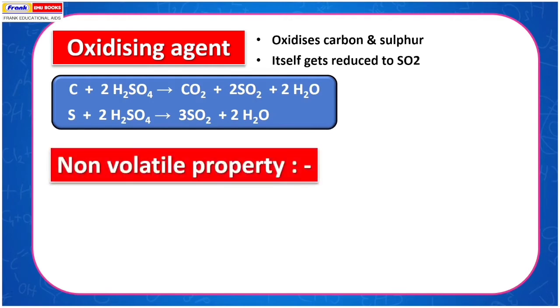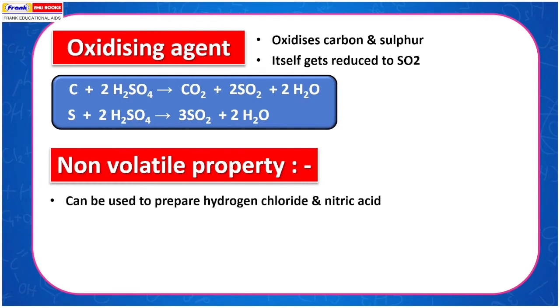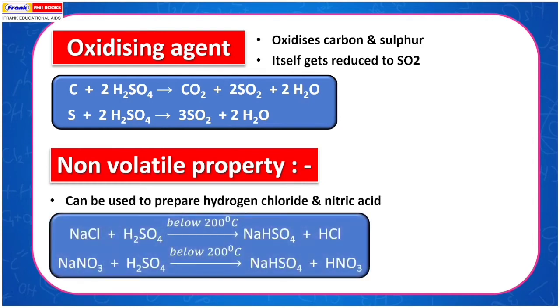Non-volatile property can be used to prepare hydrogen chloride and nitric acid. NaCl plus H2SO4 produces NaHSO4 and HCl. NaNO3 plus H2SO4 produces NaHSO4 and HNO3. In both the reactions, temperature should be below 200 degrees C.